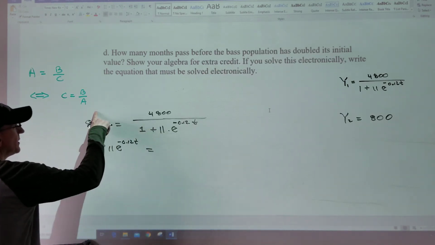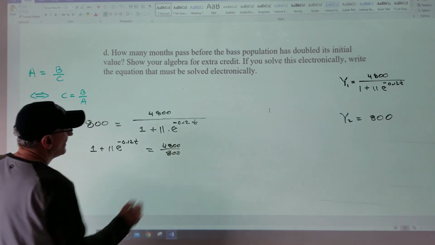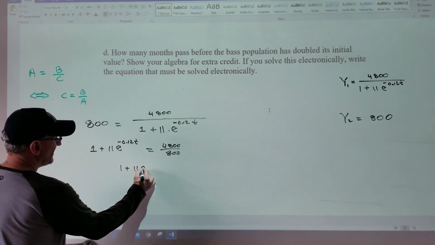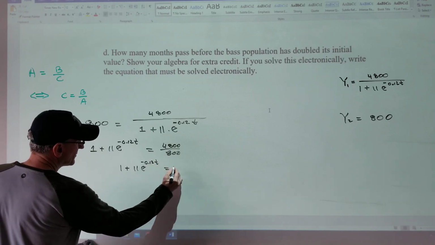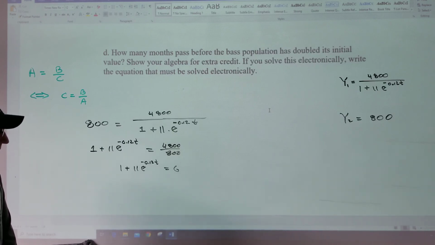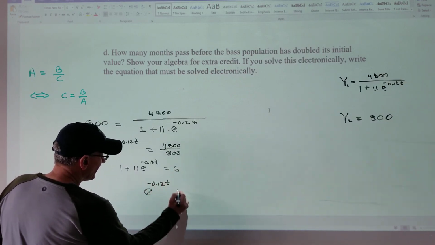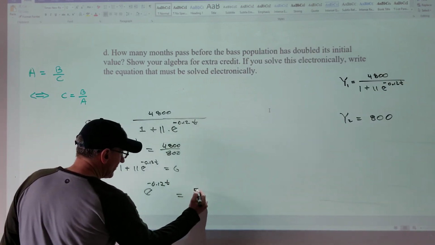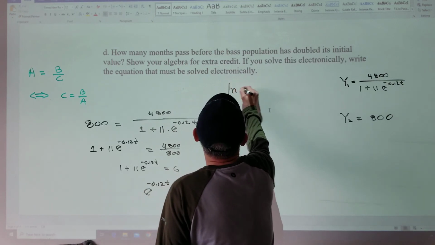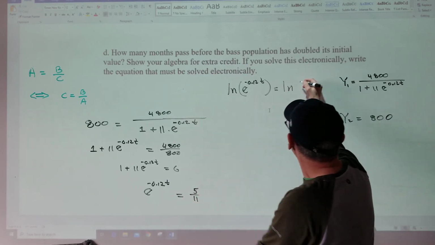So bring this up here, bring the 800 down there. And of course, 4800 divided by 800 is 6, so I have 1 plus 11 e to the negative 0.12t equals 6. Okay, we're going to do two steps at once now. I'm going to subtract 1 from both sides, and then I'm going to divide by 11. I'm going to do it all at once. Watch me now. 6 minus 1 is 5, divided by 11 is 5 elevenths. I think you know what comes next. Yes, natural log. Take a natural log on both sides. Natural log of e to the negative 0.12t is the natural log of 5 elevenths.